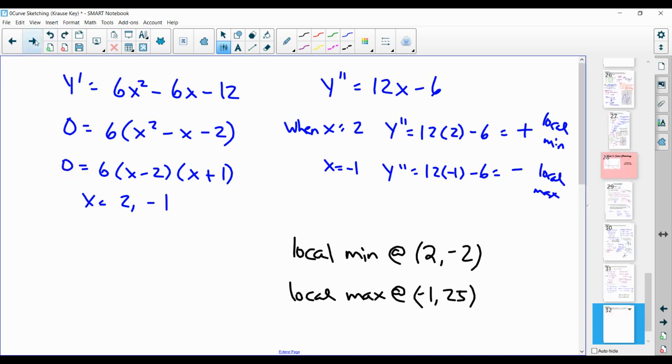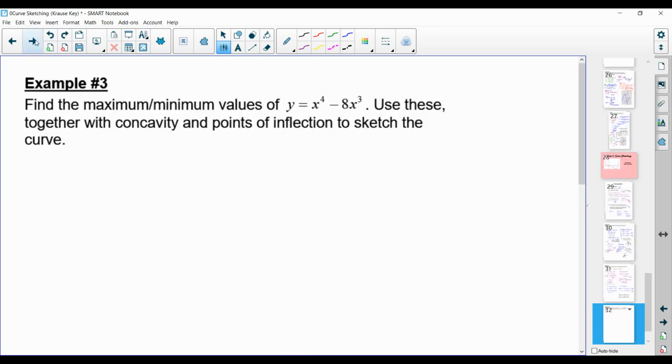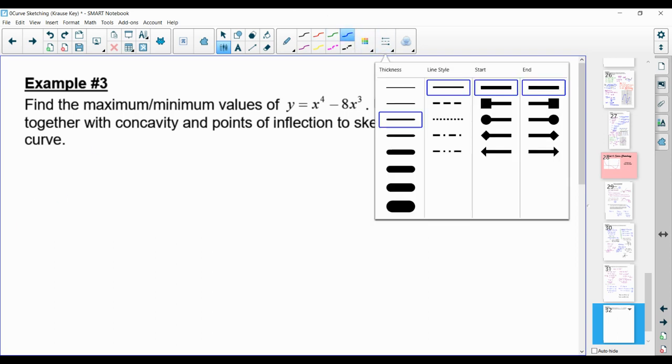All right, one final example here. We're actually going to go through quite a bit here. We're going to go through what we've learned today and then start to graph the actual function. So find the maximum and minimum values of y equals x to the 4th minus 8x cubed. And then we're going to use those together with concavity and points of inflection and intercepts to sketch the actual curve. All right. So if you're making notes on this, it's probably going to take about a full page to fill all of this in.